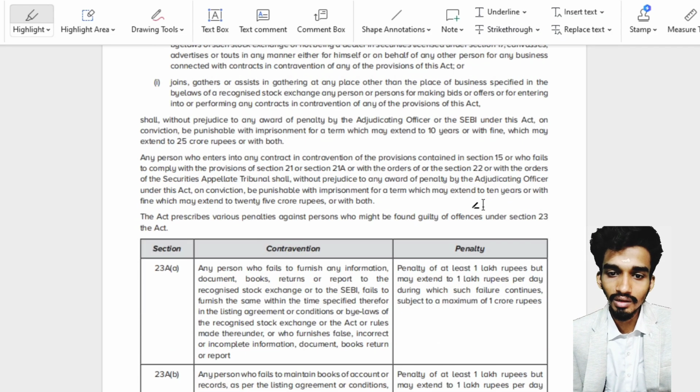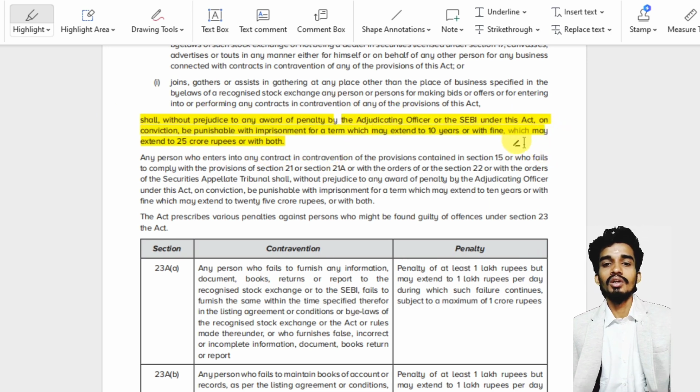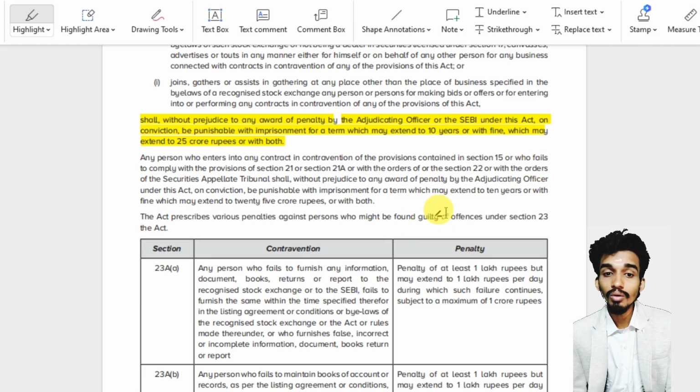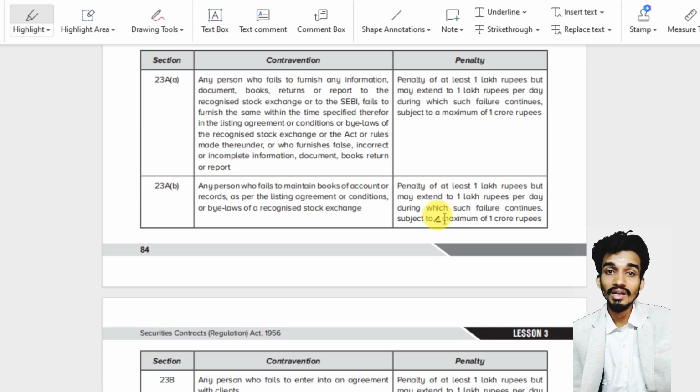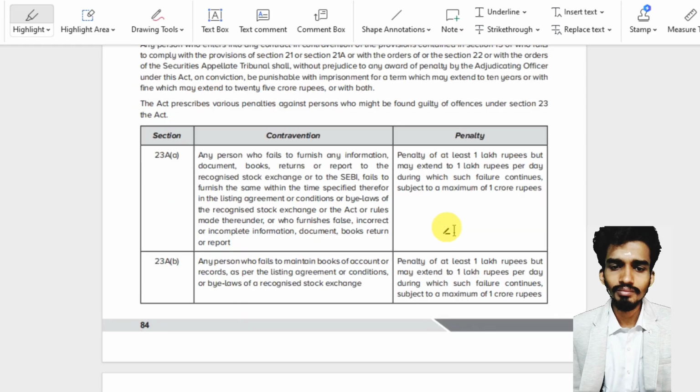whenever in the question they ask about the penalty in the SCR Act. That is 10 years, or with fine 25 crores, or both. This is important. So 25 crores or 10 years or both, or with fine. This is important. But if you know the exact matters, you can write that, that is well and good. But if you don't remember anything about the penalty, you can write that. But I'll give you a hack.